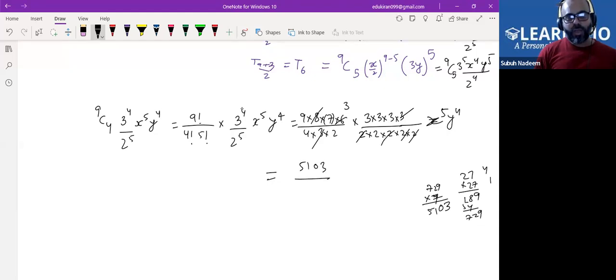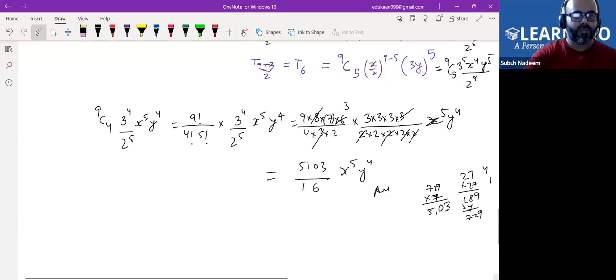And how many 2's are there? 1, 2, and 2. 16 is there. So x to the power 5, y to the power 4. This will be your answer. You can simplify or you can leave it as it is also. There is no issue. So this is your answer. So just write this.